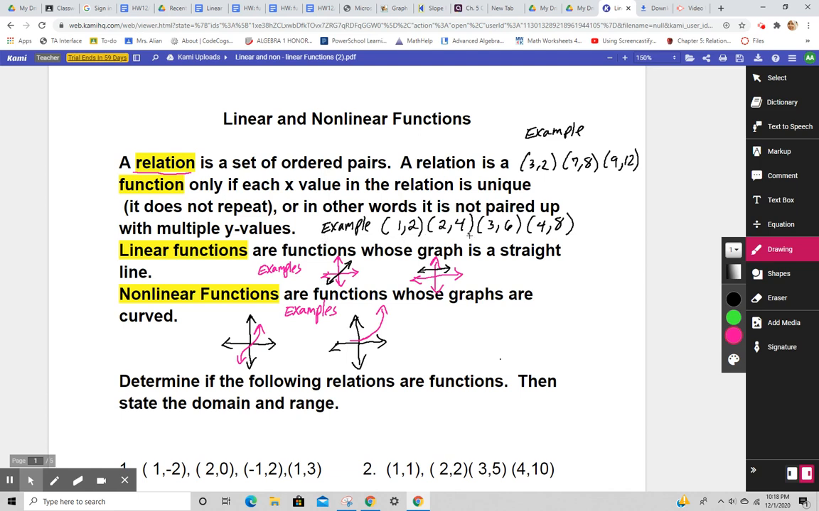Okay, here's an example where the x does not repeat. In each case, it's a unique x value. If this x value was to repeat itself, then it would not be a function. Okay? Here is an example of a linear function. Linear function meaning a function that gives a straight line. So here's an example, and here's an example. Another one in black here, the line in black. So that would be a function, a linear function.